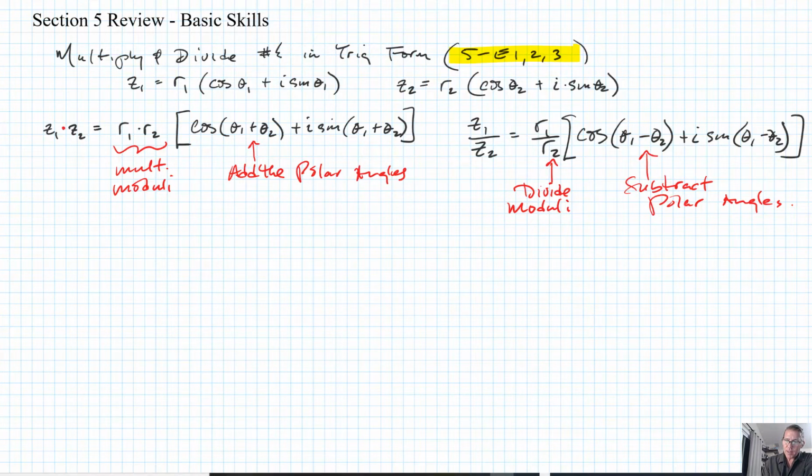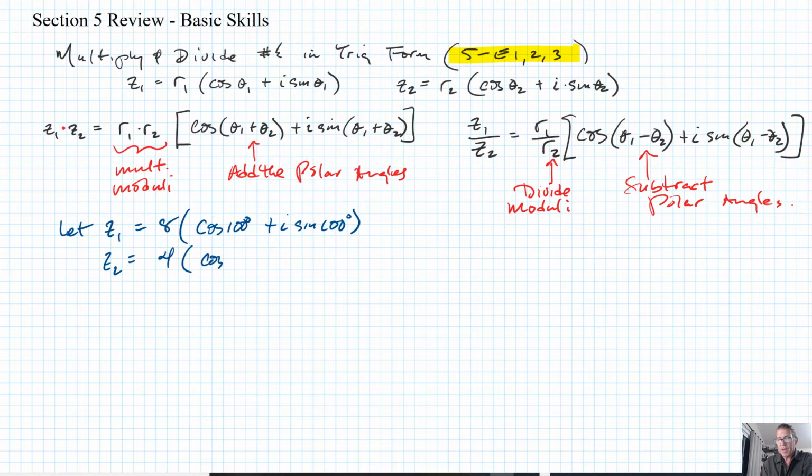So here we go. Let me play with a couple of numbers here. Let Z1 equal, I'm just making up some numbers, cosine of 100 degrees plus i sine of 100 degrees. Let the second number have a different modulus, so let's say it's 4 times cosine of a different polar angle, so theta 1 is 100, theta 2 is 35, plus i times the sine of 35. Now let's multiply them together. Let's find Z1 times Z2.